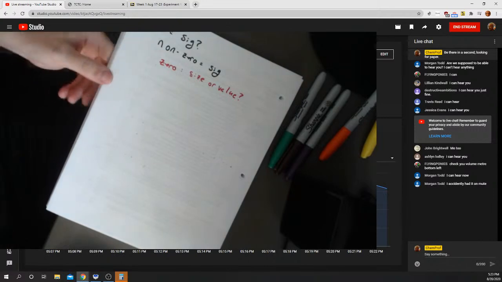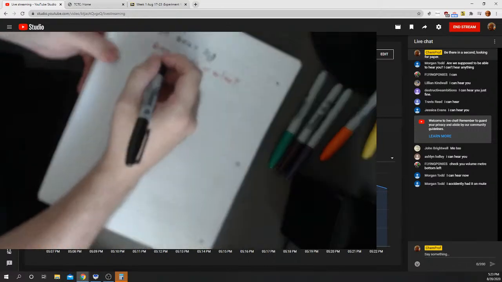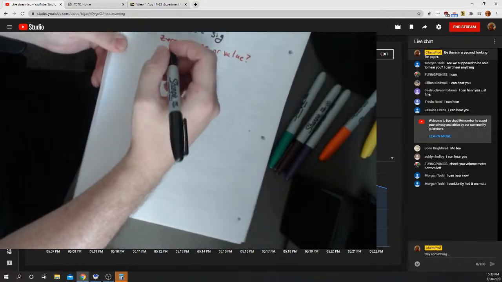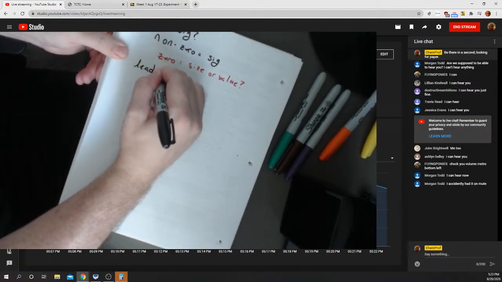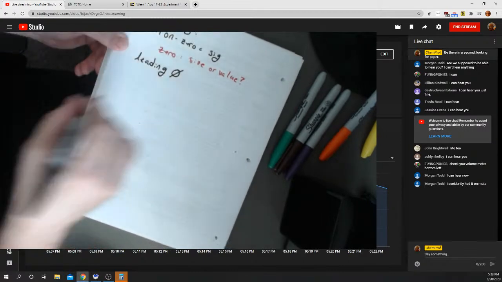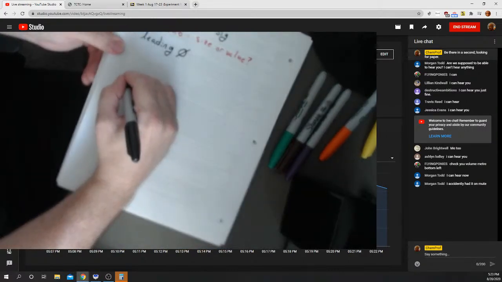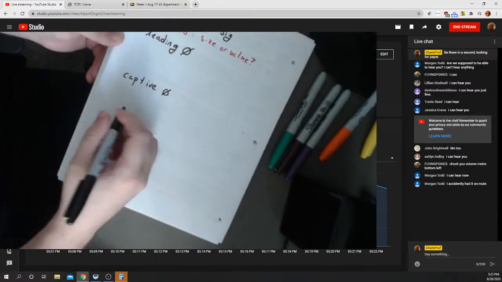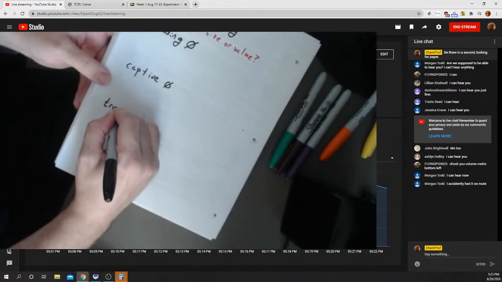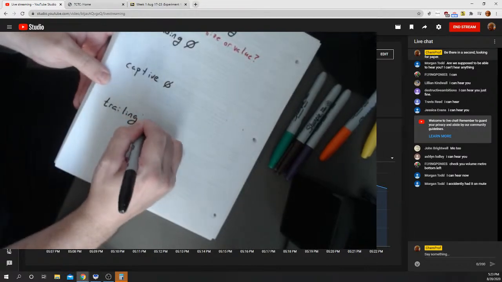So we talk about three kinds of zeros. They can have names if you really want them to. So there are leading zeros, captive zeros, and trailing zeros.